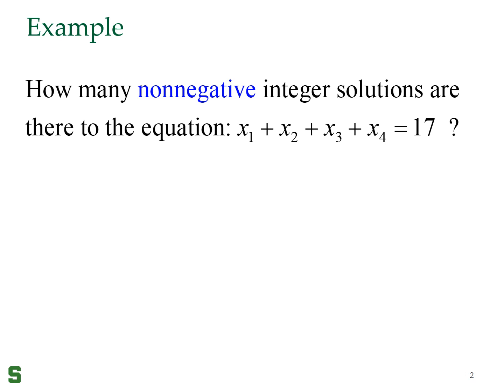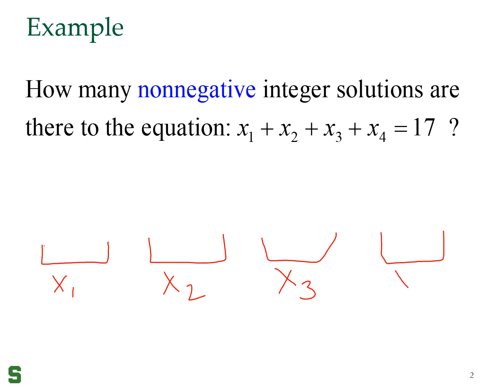Here the question is how many non-negative integer solutions are there to the equation x1 plus x2 plus x3 plus x4 is equal to 17. For this problem, we're going to think of this as we have 4 different buckets and we're going to put balls in this. The number of balls that go in the first bucket we call x1, the number that goes in this we call x2, the number that goes in this we call x3, the number that goes in here I call x4. I want the sum to be 17, so I can achieve this by putting 17 balls in these buckets.